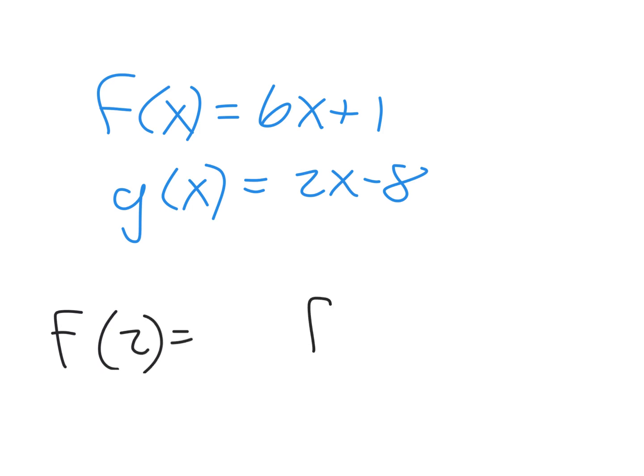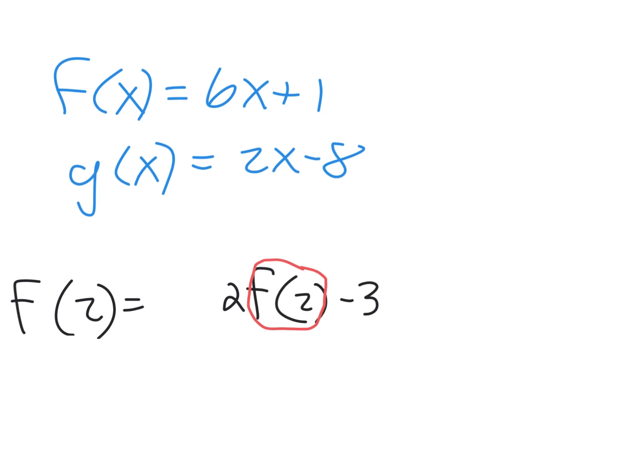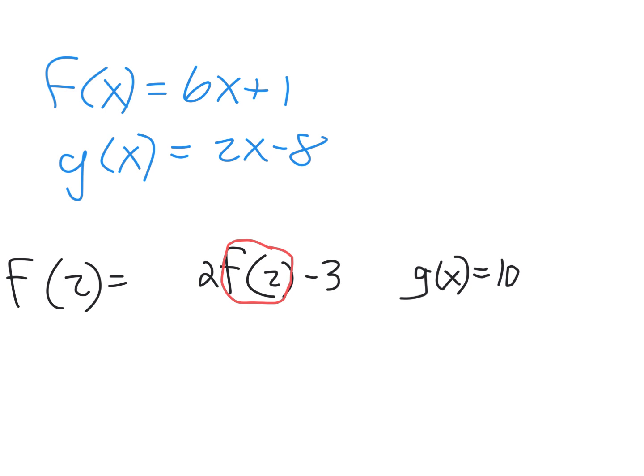Second kind, you say like 2f of 2 minus 3. And that seems scary until you realize you already know f of 2. Find f of 2, times it by 2, and subtract 3. And the third kind of question is to say like g of x is 10. And you stick it in where g of x was. And you solve. Try those three.